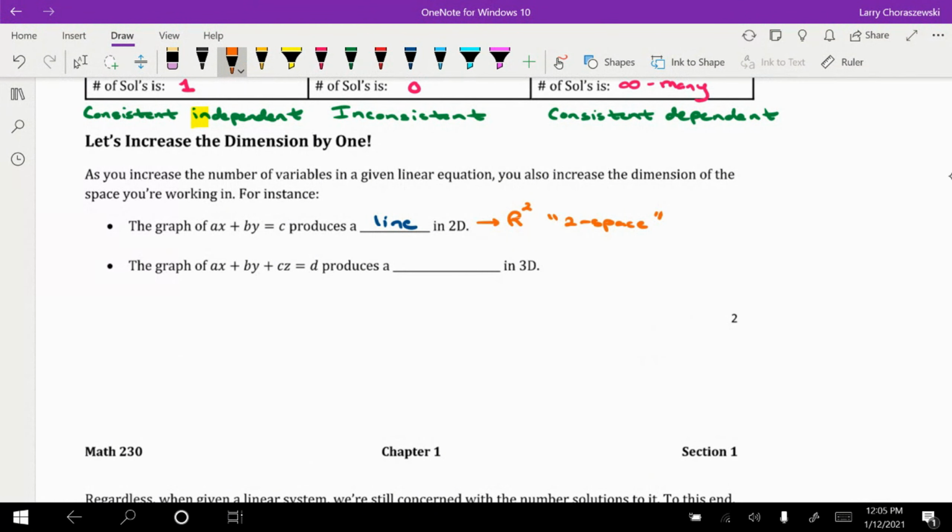Now adding a third term with our third variable on the left-hand side of the standard form equation, as I mentioned, that's going to produce a plane, and that plane is going to live in three-dimensional space, which there's a notation for that as well. It's capital R with a superscript 3, and we would read that as 3 space.